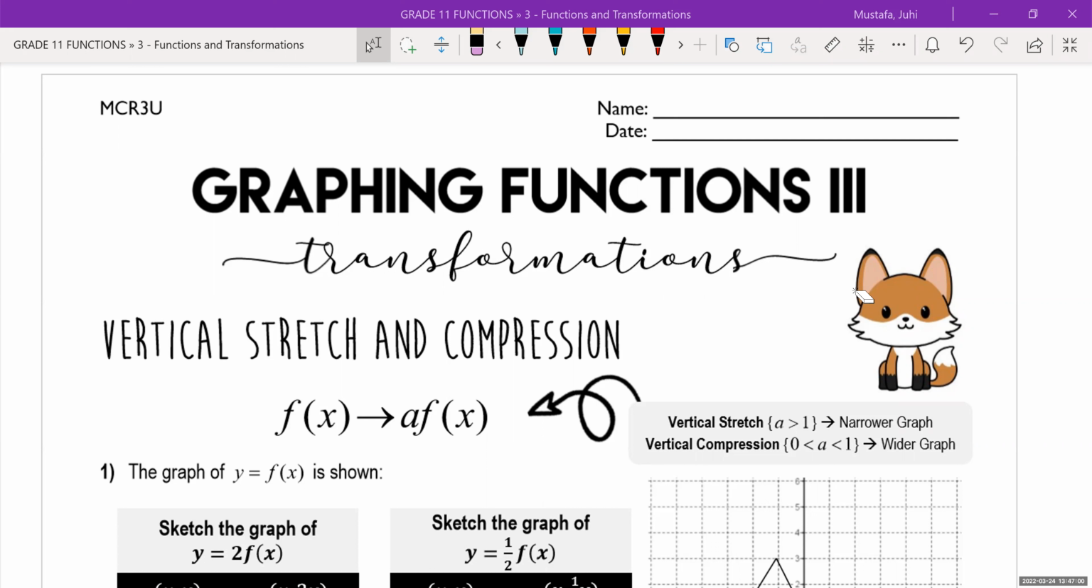Then we have learned vertical and horizontal translations, which are side to side and up and down, and vertical and horizontal reflections, which are like up and down or right or left. Today we're going to finish it off by learning about stretches and compressions. I obviously saved the best and hardest one for last. So this lesson is probably going to be the most challenging transformation.